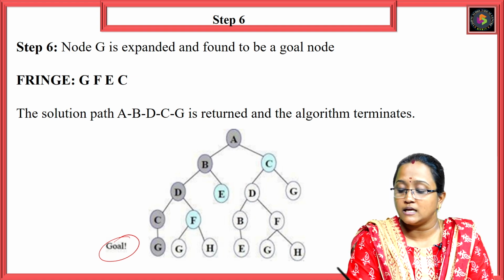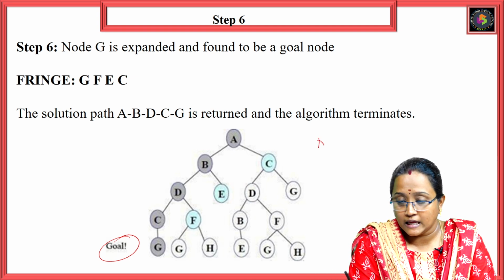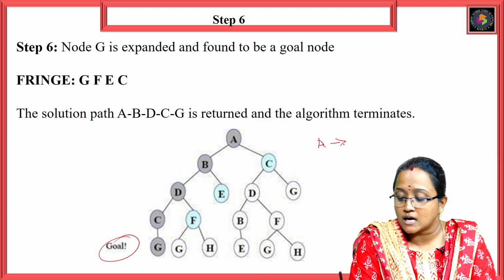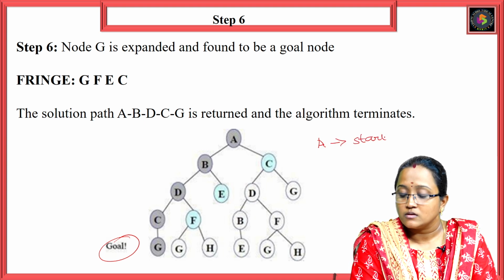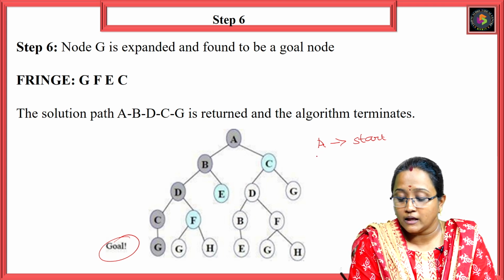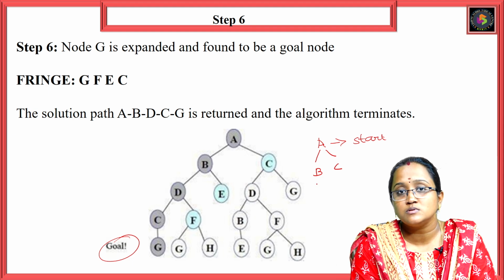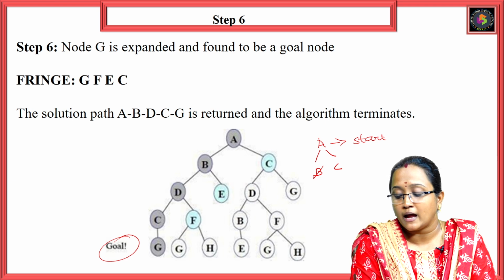So how can we understand this? First we started with A. This is the start state, so we are going to expand A. Next we find B, C. What node is at the top of the stack? B. So we are going to expand B.